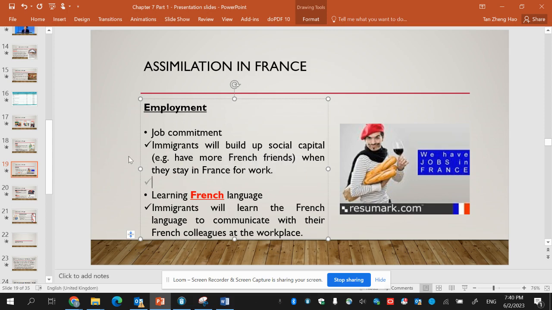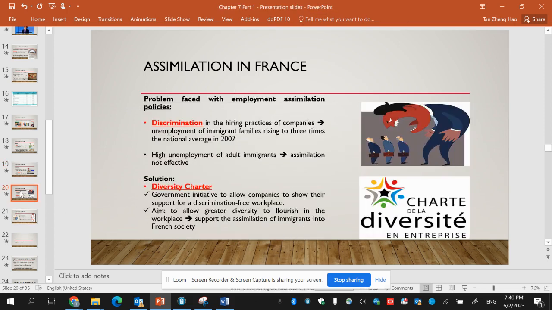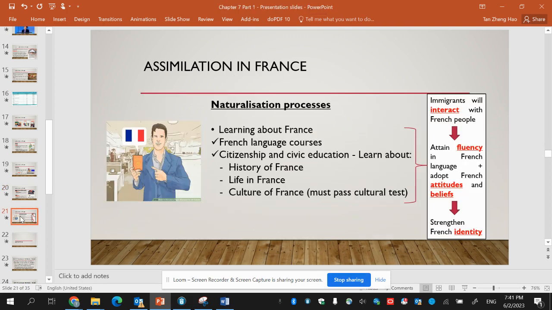You may speak French, but you are not a real 100% French. So sometimes, even though France is trying its best to assimilate people, there is still a lot of discrimination. That is why the government sometimes has to step in and say companies need to tell everyone that they are in support of a discrimination-free workplace. So this is the diversity charter, but I don't think it's super important.